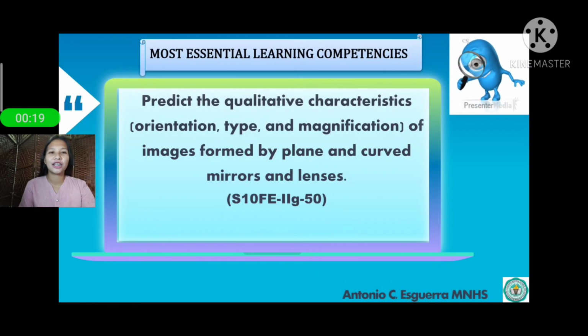Our most essential learning competency is to predict the qualitative relationships or characteristics, orientation, type, and magnification of images formed by plane and curved mirrors and lenses.